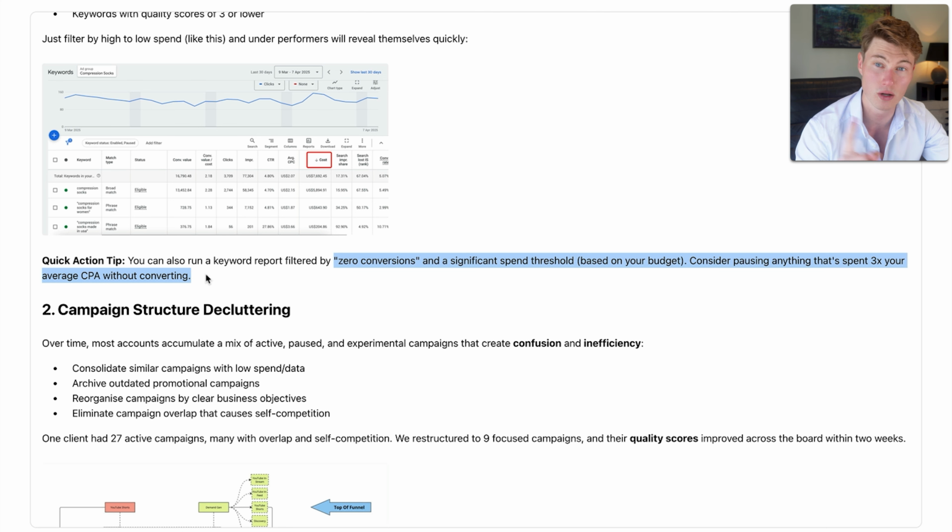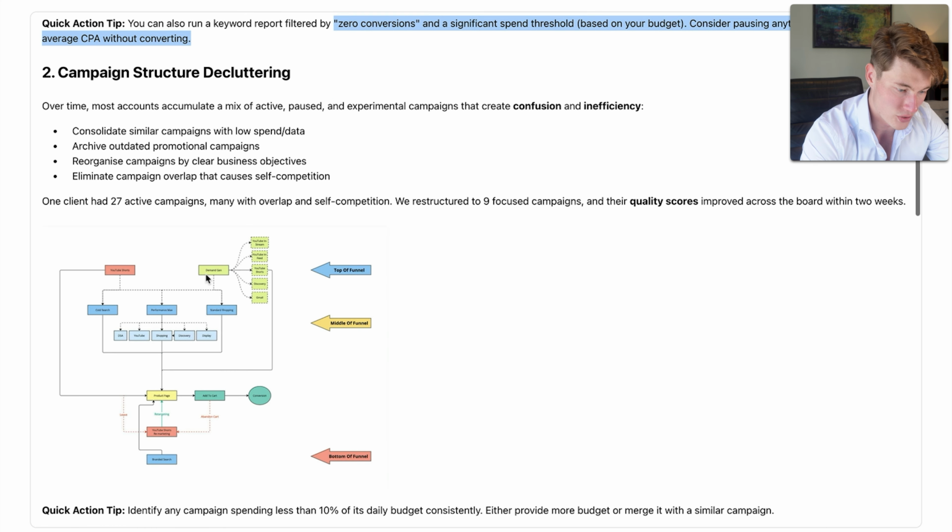And even if you're not wasting a lot of spend on those keywords, it's still good to just free up sort of memory, so to speak, or give Google a bit of leeway, its algorithm, so it doesn't have to try and test through these keywords, and it can just focus on the keywords that are actually working. Next is declutter your campaign structure, okay?